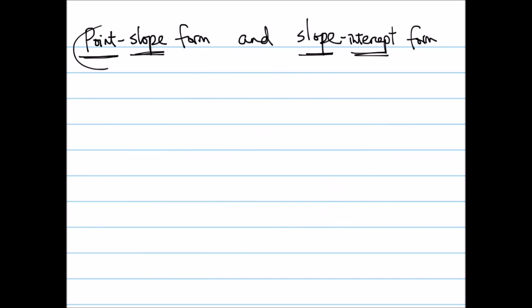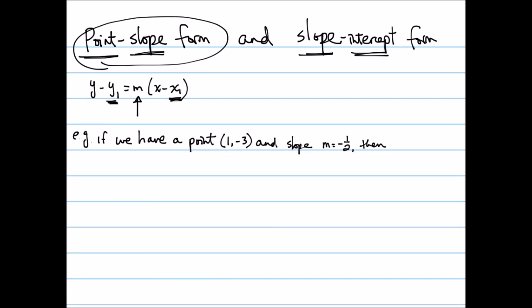Let's look at the point-slope form first. The equation for the point-slope form is y minus y1 equals m times x minus x1. So this means that as soon as you have the slope information and information about a point, that is x1, y1, then we can immediately plug into this form and try to reduce it down. For example, if you have a point (1, -3) and a slope of -1/2, then the equation of the line using this form can be written as y minus negative 3 equals negative 1/2 times x minus 1.